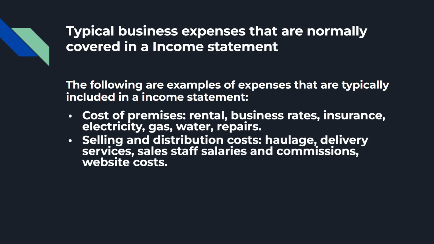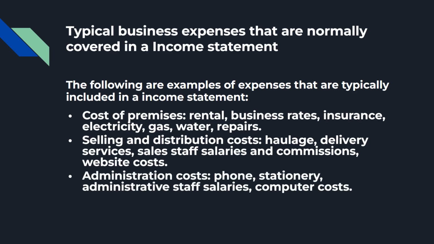The second type of expenses is the selling and distribution costs, which include things such as haulage, delivery services, sales staff salaries and commissions, as well as any website costs.